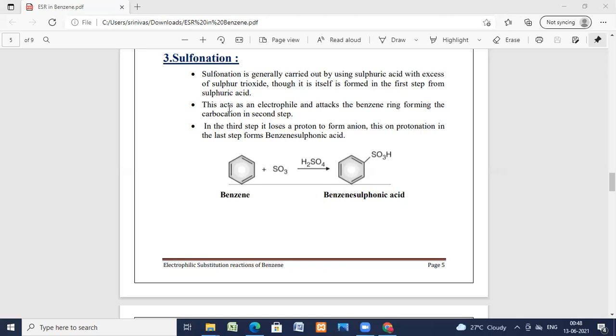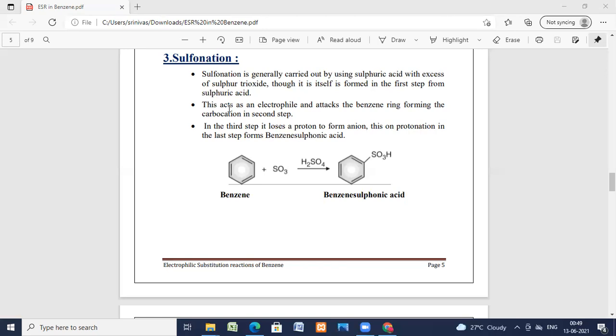The replacement of an atom, generally hydrogen, or a group attached to the carbon of the benzene ring by another group is known as aromatic substitution. So, electrophilic substitution, SE, involves the attack of the electrophile, an electron seeking reagent. Nucleophilic substitution involves attack of the nucleophile, an electron emitting reagent. The free radical substitution involves free radical attack.